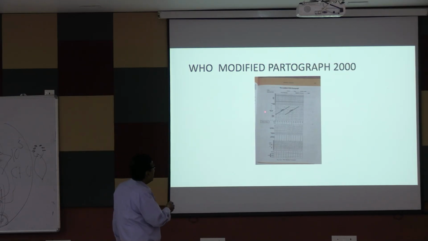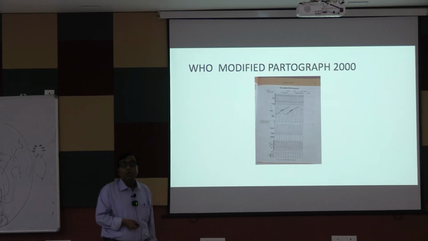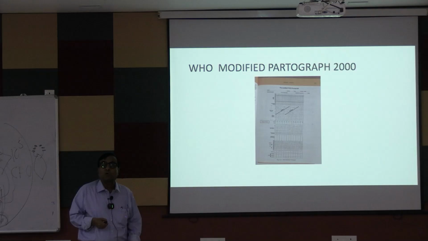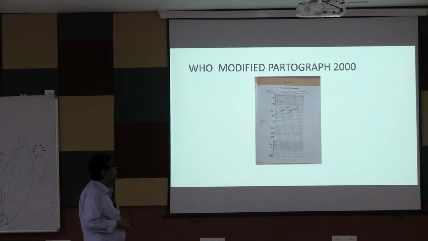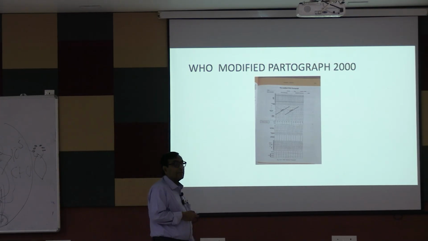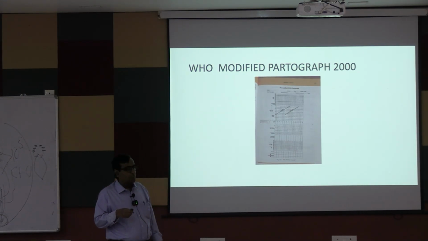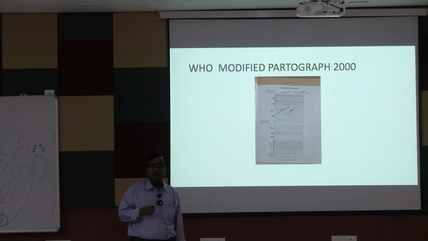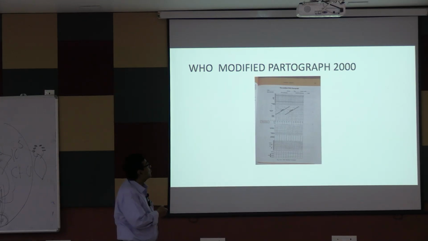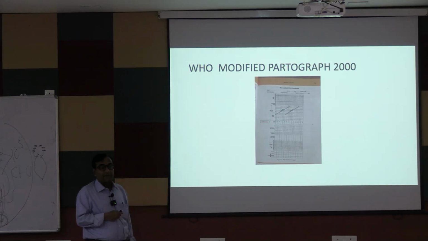What happens if the labor does not progress normally, that is, if it touches the alert line? That means we have to be alert that labor is not progressing satisfactorily. So we have to take some action, reassess the case, and expedite the process by rupturing the membranes or adding some oxytocin. So this is the importance of the alert line. Alert line means we have to be alert about the progress of labor.